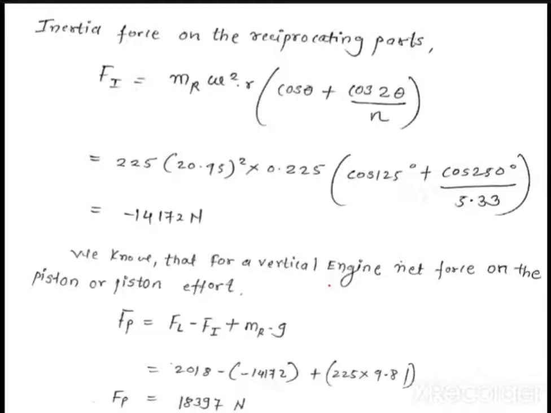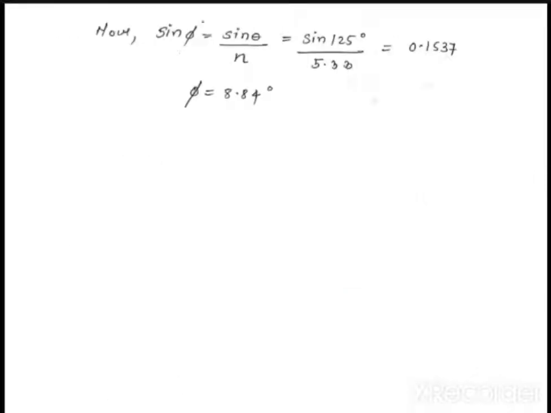So now the next step: find phi. First of all, you have to find what phi is. It is nothing but an angle. Let us say this is the connecting rod PQ, and this is the line of stroke PO. The angle between the connecting rod PQ and the line of stroke is phi, the angle of inclination.